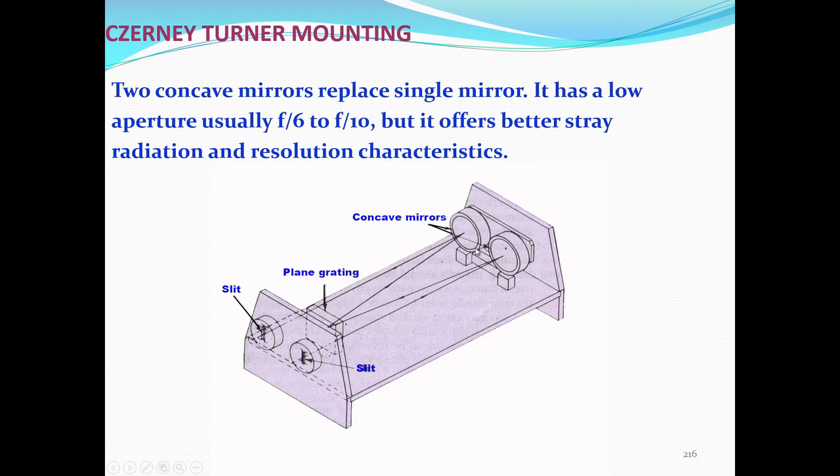This is another arrangement known as Czerny-Turner mounting. Two concave mirrors are usually used. Here it has a low aperture, f6 to f10, but it offers better stray radiation and resolution characteristics. Stray radiation should be minimum and resolution should be optimum. So this is known as Czerny-Turner. 99% of the spectrophotometers being produced in the market nowadays are based on Czerny-Turner mountings.